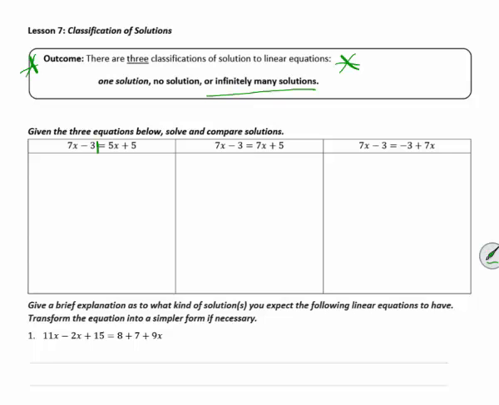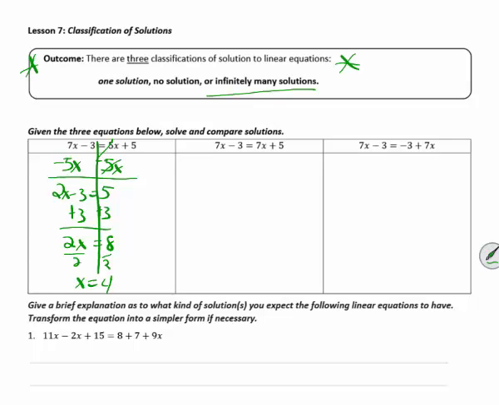So in the first one, I have to get my variables on one side. I'm going to subtract 5x. This is all review. That gives me 2x minus 3 equals 5. Those cancel. We're going to add 3 to both sides. So 2x equals 8. Divide by 2, and you get x equals 4. This is one solution. There's my answer. My variables didn't cancel out. x equals 4, we're done.